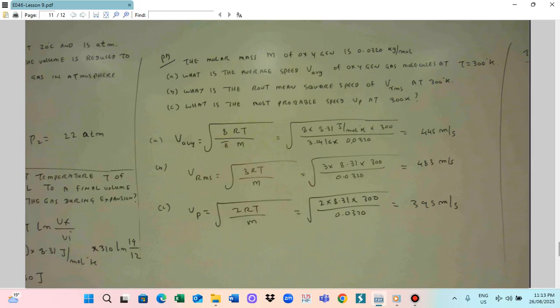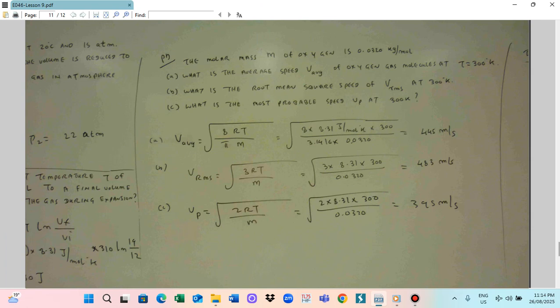So the square root of 8, R is given as 8.31 joule per mole degree Kelvin, multiplied with the temperature. The temperature is given as 300 degrees Kelvin. So multiply by 300, pi is 3.1416, and the mass is given as 0.0320. By solving this, the average velocity will be 445 meter per second. So this is how we can calculate the average velocity.